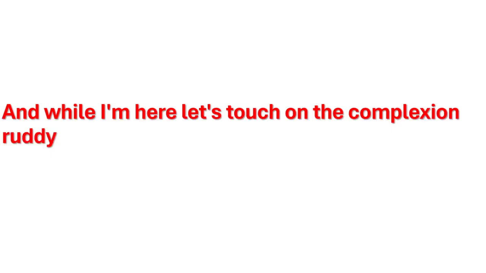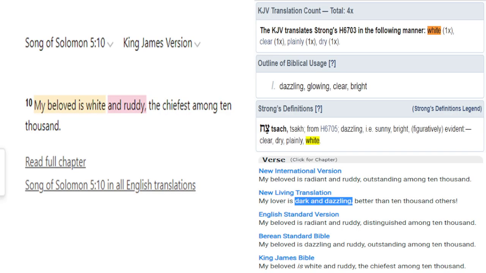And for the last point, while I'm here, let's touch on the complexion. Let's also touch on the verse that talks about being white. It's not talking about skin color. I've done this a million times. So when you go to Song of Solomon 5:10, where it says, my beloved is white and ruddy, the chiefest among ten thousand, people are like, see, it says they're white and ruddy. The white that it's talking about, my beloved is clean. It's not talking about skin complexion.